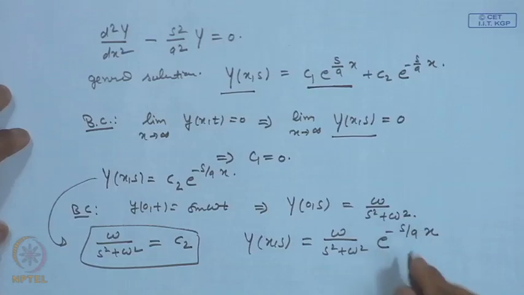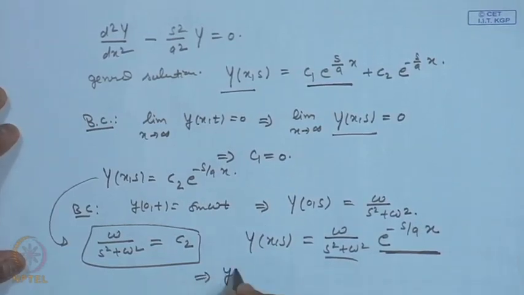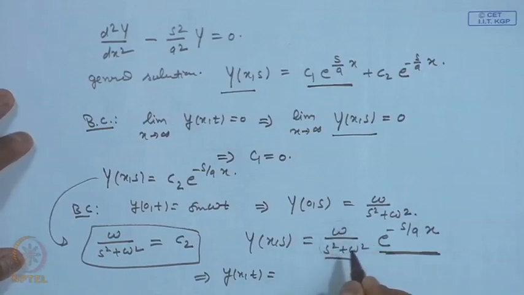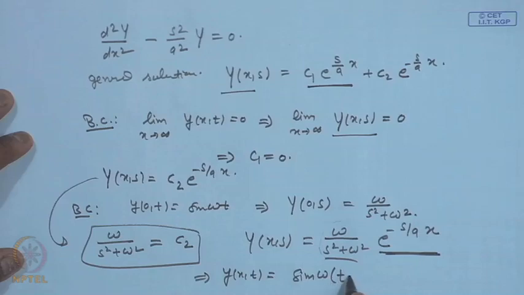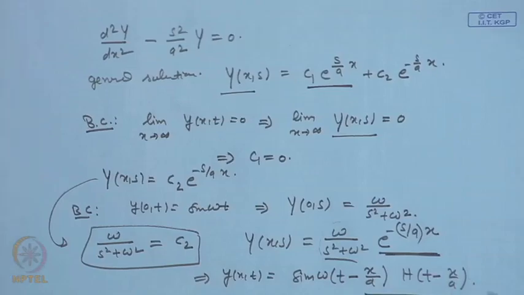and now we can apply the second shifting theorem to get the inverse. So this is simply y(x,t), because this is sin omega t. So we have sin omega, and due to this shift we have t minus x over a, and we have the Heaviside function of t minus x over a. So this is the solution.